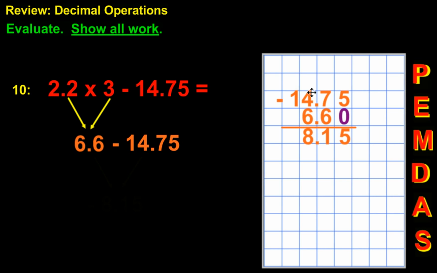Similar to yesterday's homework, we need to line up the decimals, and over here it's not important to fill 0 in, but it is right here. So we can go ahead and subtract, and we're going to get 8.15. And remember that it needs to be negative. So the answer is negative 8.15.